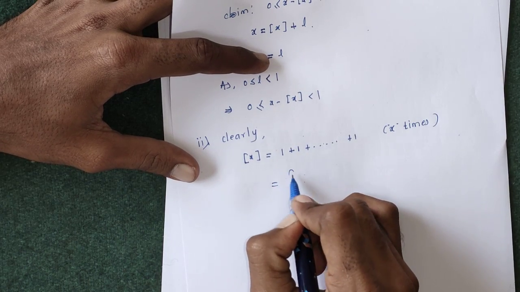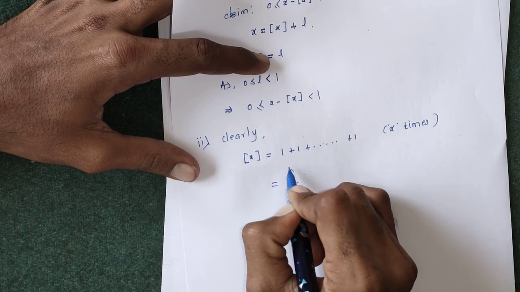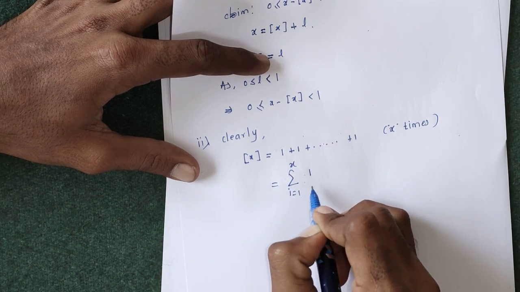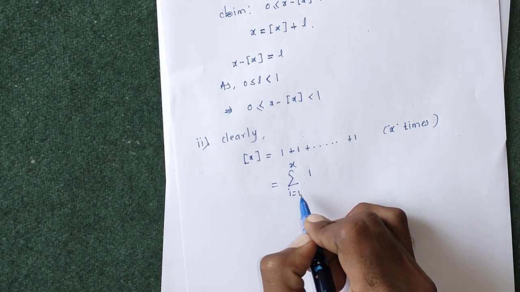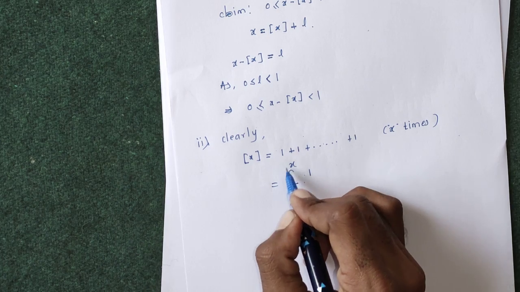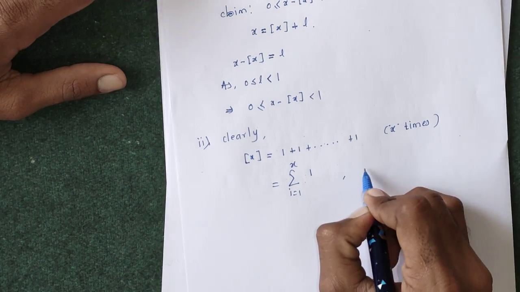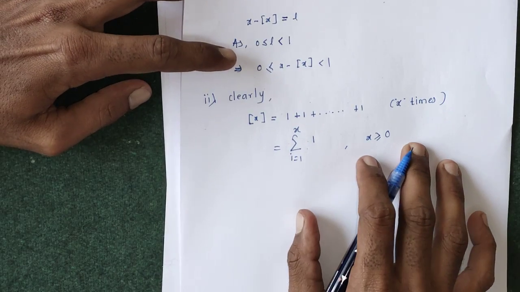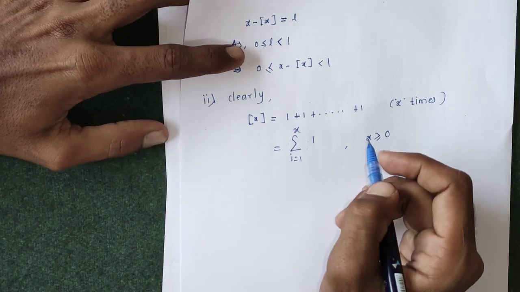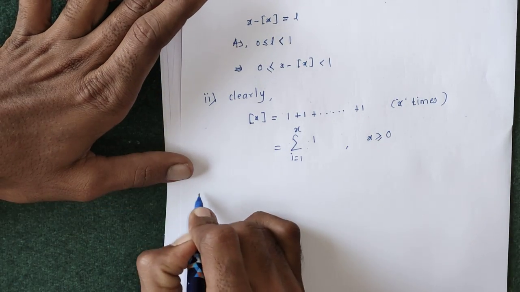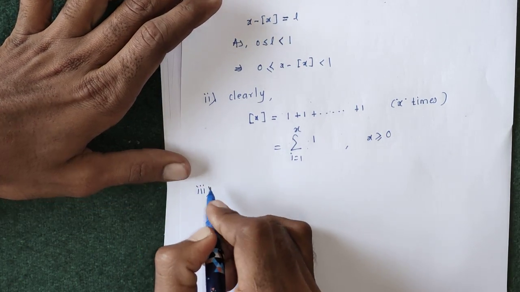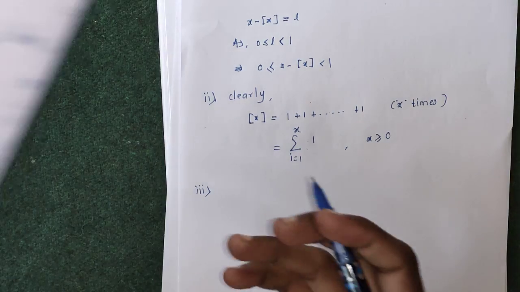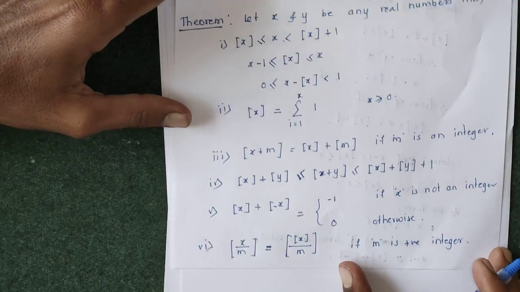There is no need to prove anything. Just write this summation, i running from 1 to x of 1, where i stands for index. So just adding 1 x times, we get our result. For that x must be greater than 0. We are finding it for positive integers.